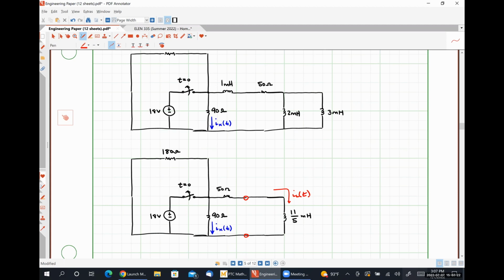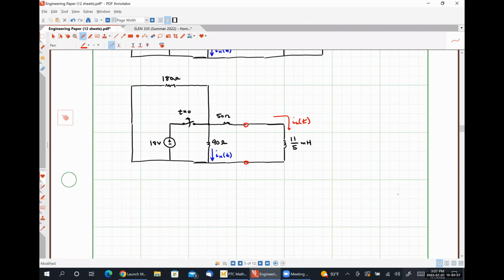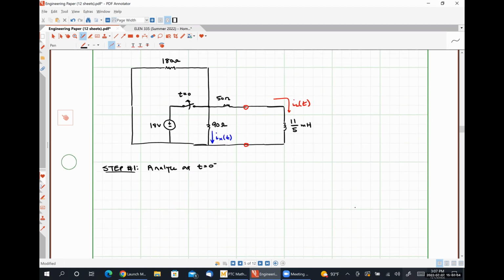Okay. All right, so now that we've got some simplifications taken care of, we're actually in a place that we can start analyzing the circuit. So we'll start with step number 1, which is to analyze the circuit at t is equal to 0 minus. At t is equal to 0 minus, our switch is closed. And so I'm going to redraw this a little bit differently.